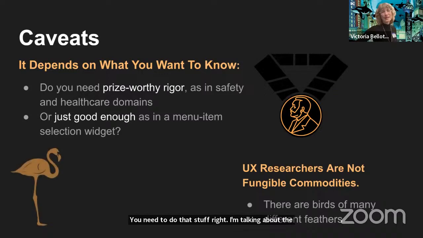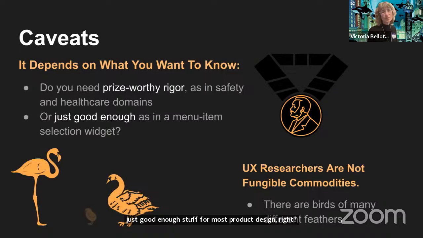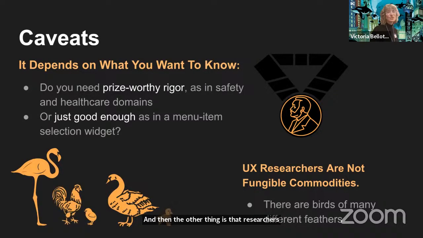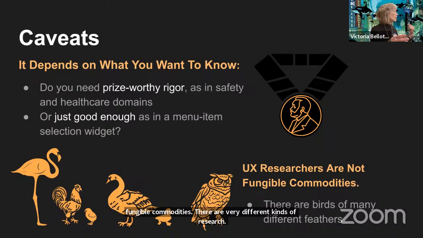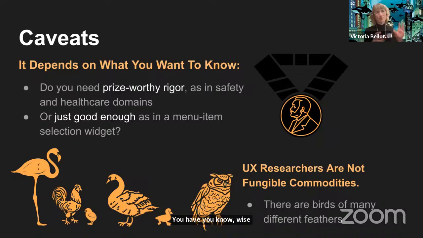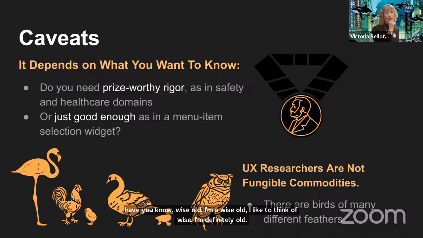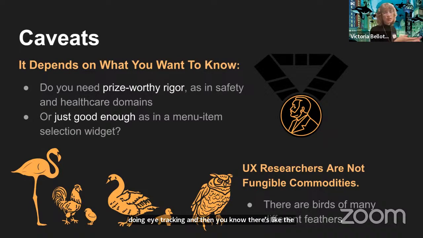And then the other thing is that researchers are not fungible commodities. There are very different kinds of researchers. You have wise old owls. Hopefully I'm a wise old owl. I like to think I'm wise. I'm definitely old. And then there are the ones doing eye tracking and interaction analysis and conjoint survey design and all that sort of stuff. They are specialists. This doesn't necessarily apply in any of those places either.